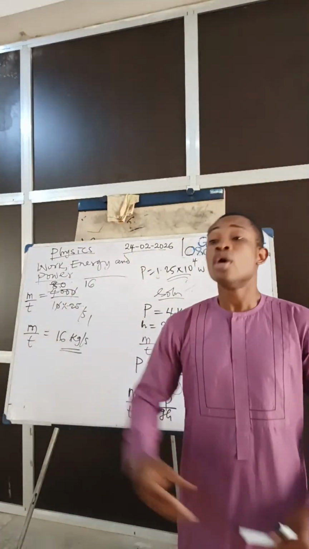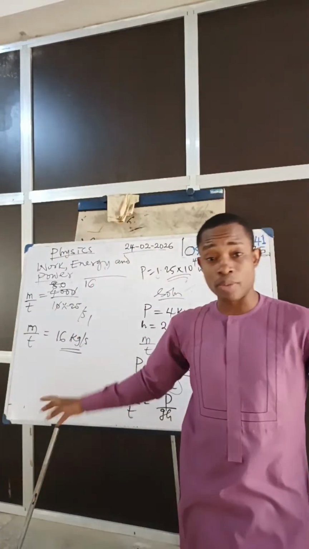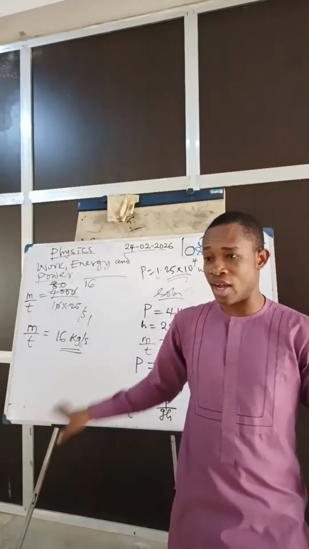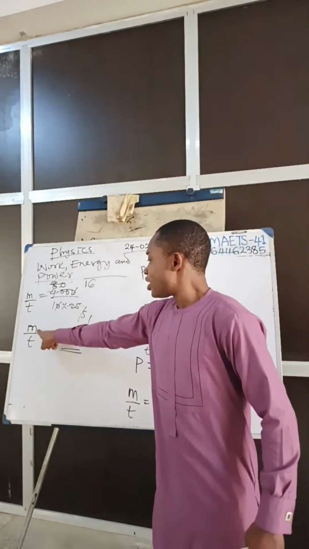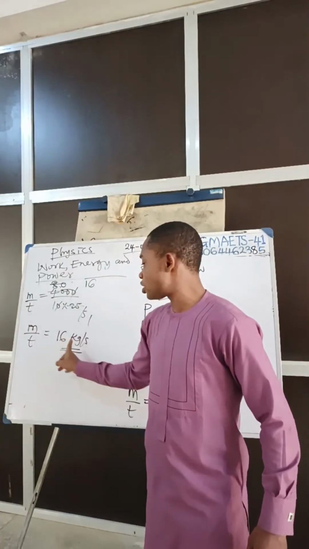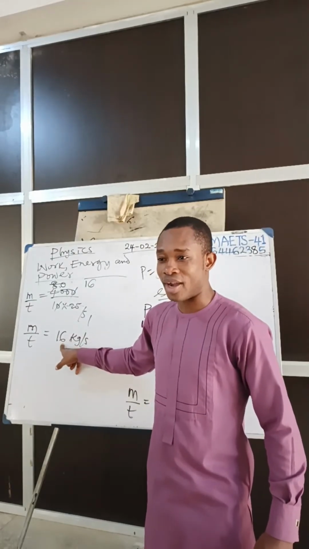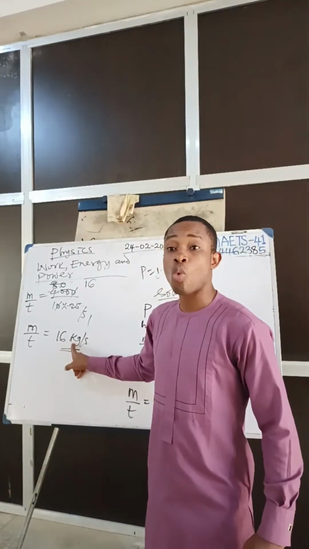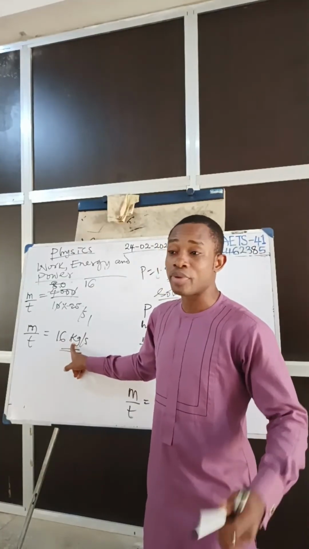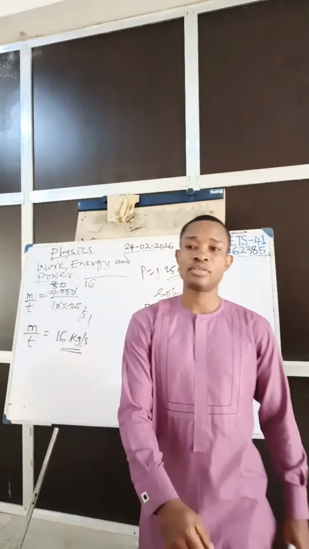There is no error. We already know that the calculation is for every 1 second this will be pumped. This is the interpretation of our answer. The quantity of water that can be pumped every 1 second is what? 16. This 16 you are seeing here is the mass. Are you getting me right? 16 kilogram of water can be pumped by that pumping machine every 1 second.